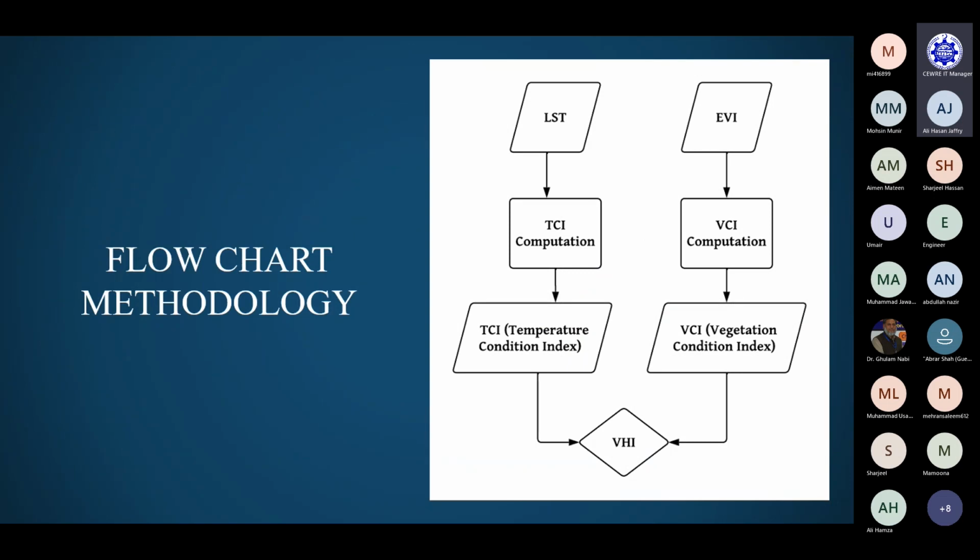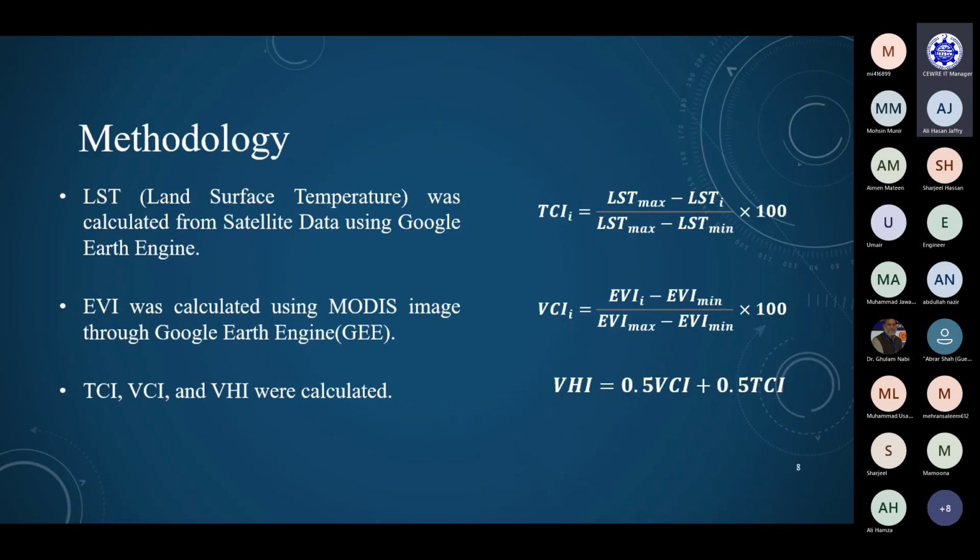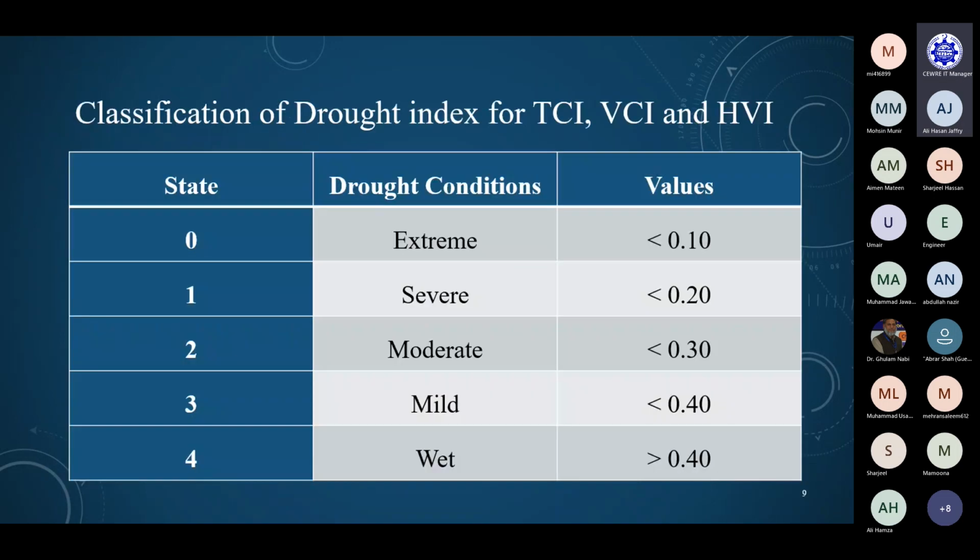Here is a flow chart of methodology: LST data and EVI data, then conversion of LST to TCI and EVI to VCI, and then we will calculate VHI. Here is the methodology again. LST was calculated from MODIS satellite data using Google Earth Engine through JavaScript. EVI was calculated using MODIS image through Google Earth Engine, and TCI, VCI and VHI were calculated using these formulas.